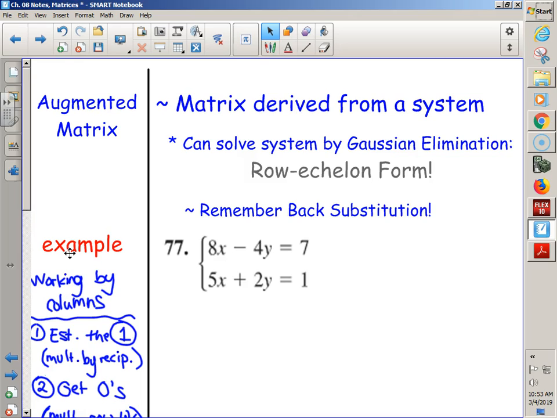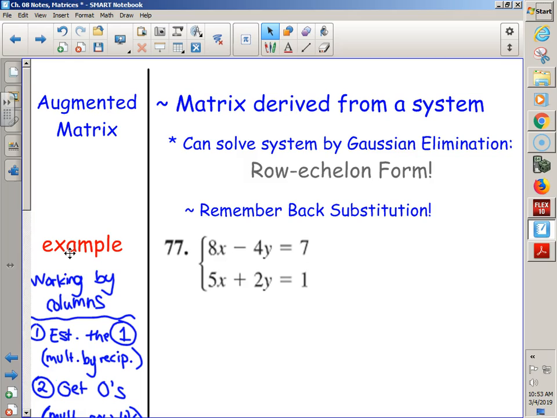Here we go. We have 8x minus 4y is equal to 7, and 5x plus 2y is equal to 1. It's an easy one. I mean, it's not too bad, right? If we were doing this like last chapter style, what would you guys think? Multiply the bottom by 2 and then put it all together? Yeah, I agree.